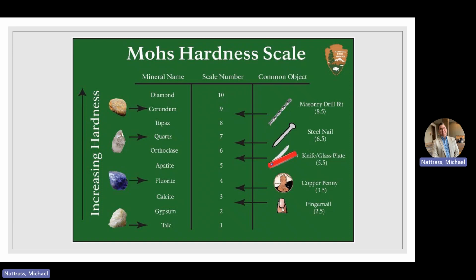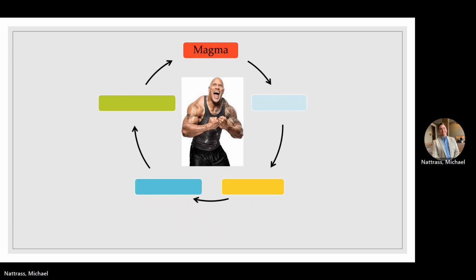So we would be able to use our fingernail to make an indentation in maybe a ball of talc, but we would not be able to make an indentation on a knife, right? So each of these minerals has this hardness that we can identify. And once we can identify the hardness scale, we can identify the mineral.